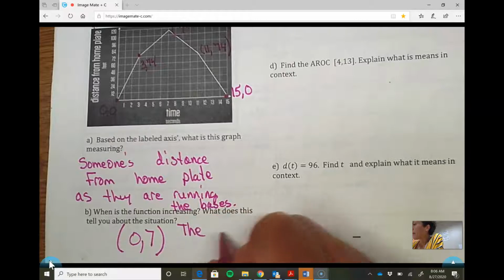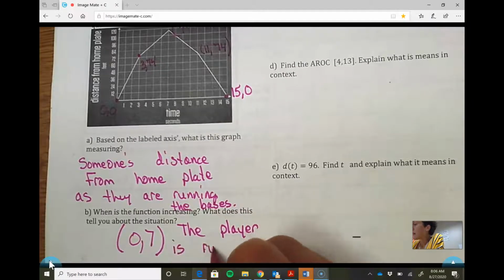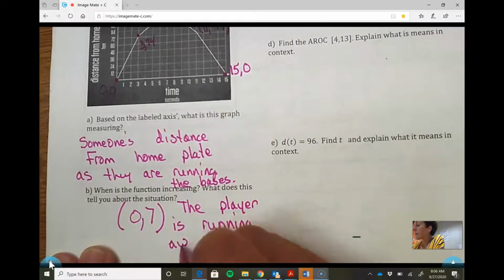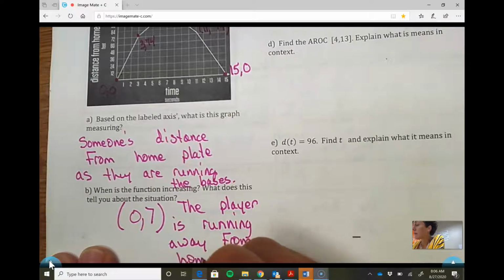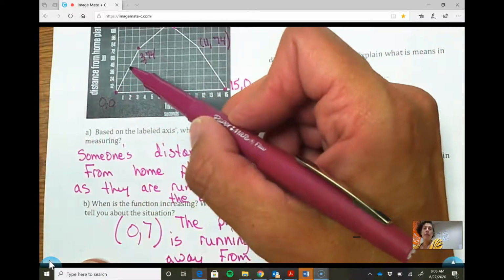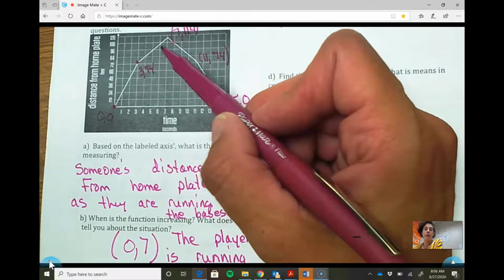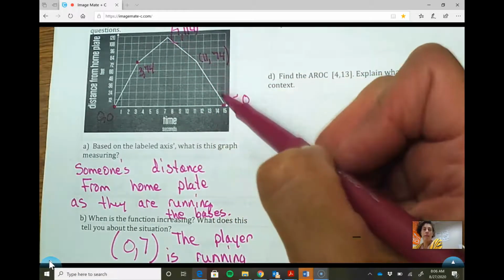The player is running away from home plate. So what's happening here, as time goes by, his distance is getting further and further and further away from home plate. He stops, and then he starts to come back to home plate.